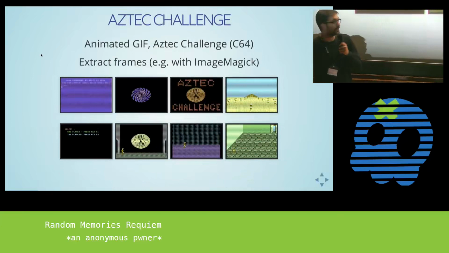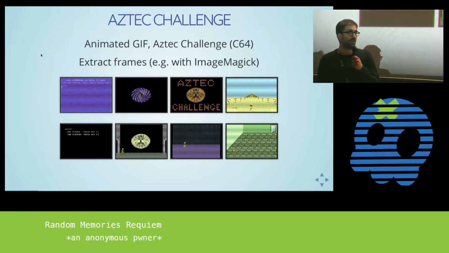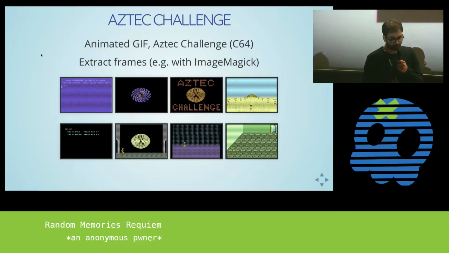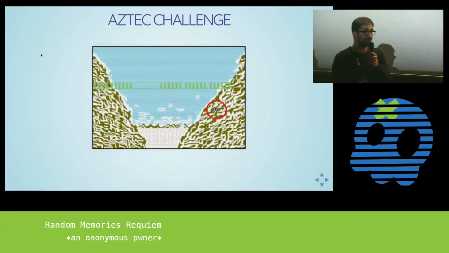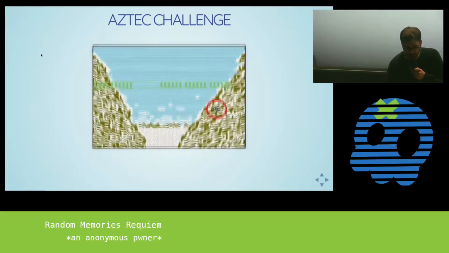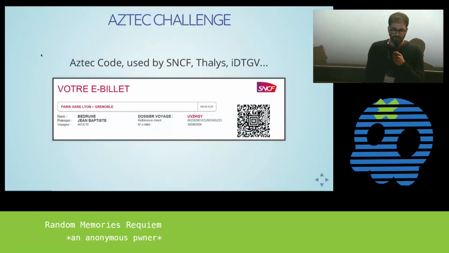So it was an animated GIF from pictures taken from the old Aztec challenge game. And what you had to do is to extract frames from the animated GIF, for example, with ImageMagick. Actually, it was simpler with ImageMagick for a certain reason, but it's fine. And one of them is peculiar. There's some kind of QR code inside. So if I zoom on it, it's not a QR code, it's an Aztec code. Maybe you never heard this name, but it's widely used, for example, in transport tickets.